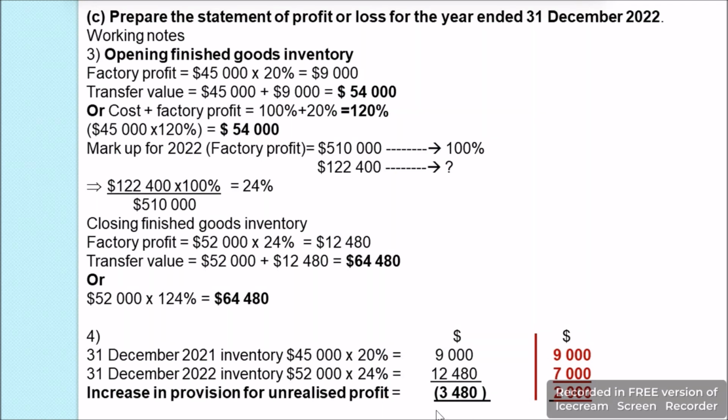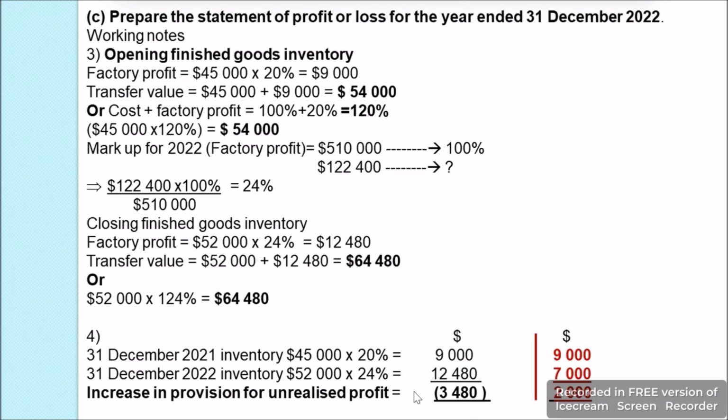And if we see this difference, the difference is $3,480. This shows that the closing inventory value was high, as well as the markup percentage of this closing inventory was high. Hence, when we subtracted the opening profit from the closing profit, we got the value as $3,480 as the profit which has not been earned. Hence it is negative and needs to be subtracted. So based on the prudence concept, this amount has to be subtracted from the factory profit because this has not yet been earned or released.